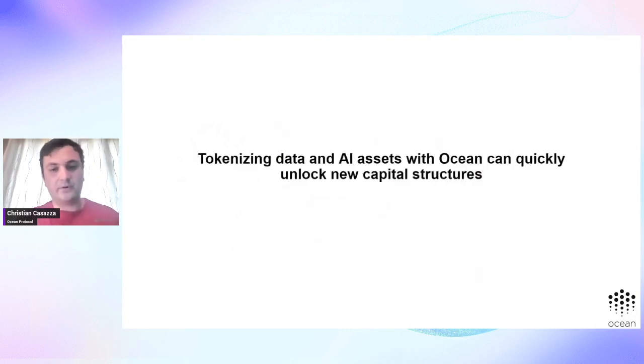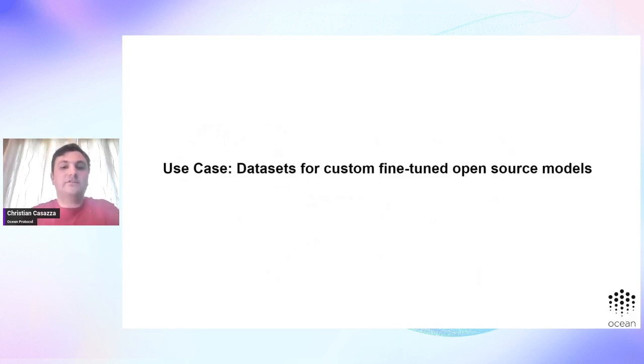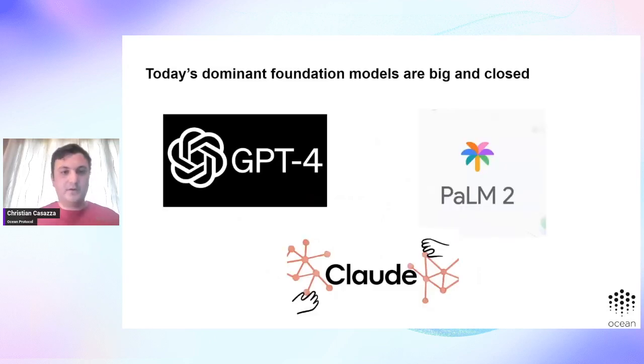So why is this really important? Well, I would say that tokenizing assets with Ocean to existing standards such as NFTs and ERC20s allows you to repurpose DeFi and really start to unlock new capital structures for financing this AI space. So what does that mean exactly? Let's go through one example. We're going to talk about a use case for getting high quality data sets for fine-tuning open source models.